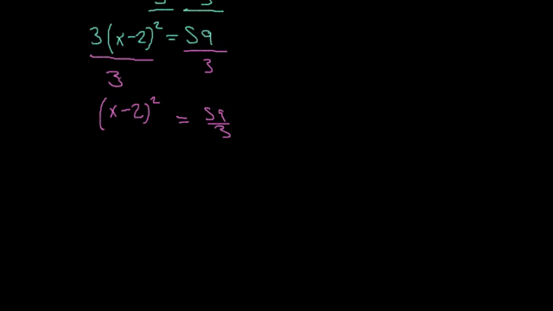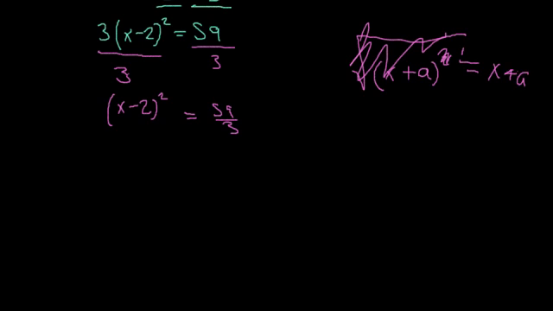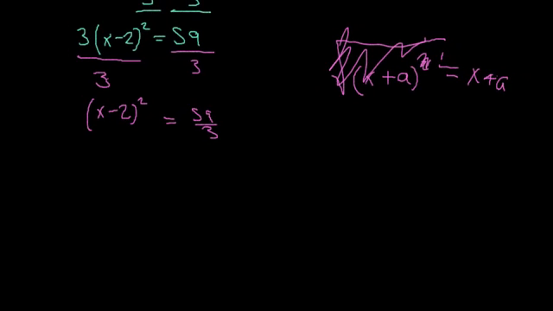Now, let's say you have x plus a, squared. The square root of x plus a squared, remember these just cancel out, is equal to x plus a. In this case, a is negative 2. So we're going to just take the square root of both sides, and we will get that x minus 2 is equal to plus or minus rad 59 over 3.